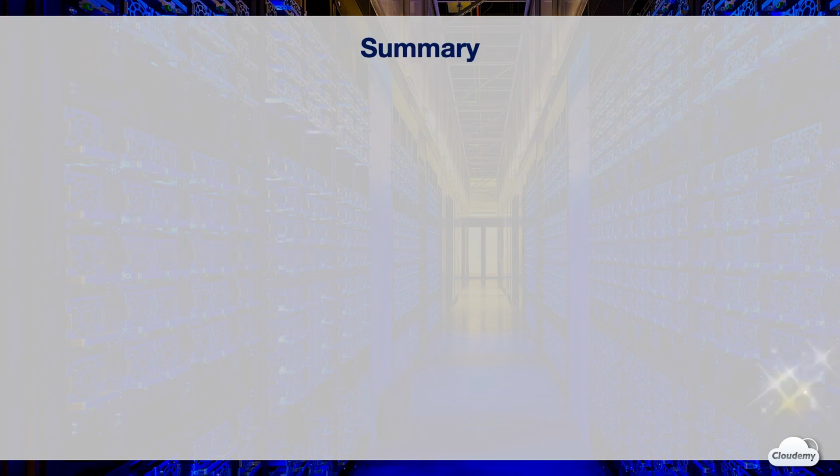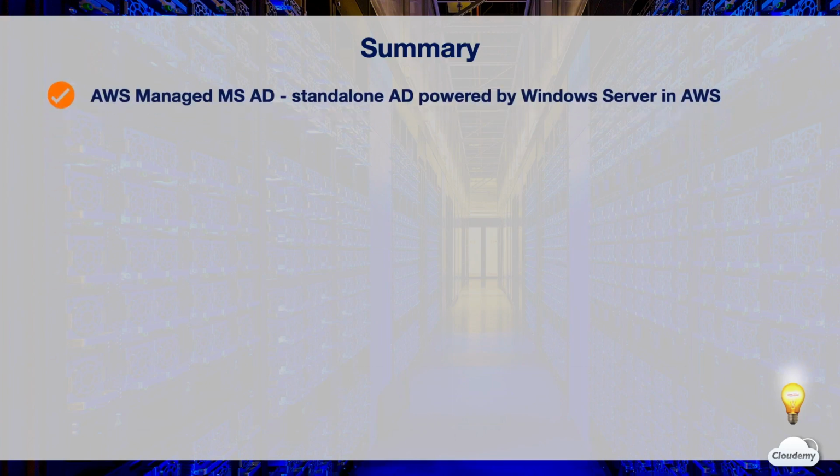In this episode, we've learned AWS Directory Service. AWS Directory Service has 3 offerings: AWS Managed Microsoft Active Directory, AD Connector, and Simple AD. AWS Managed Microsoft AD is a standalone Active Directory that is powered by Windows Server in AWS. AWS Managed Microsoft AD is the best choice if you need actual Active Directory features to support AWS applications or Windows workloads, including RDS for Microsoft SQL Server.